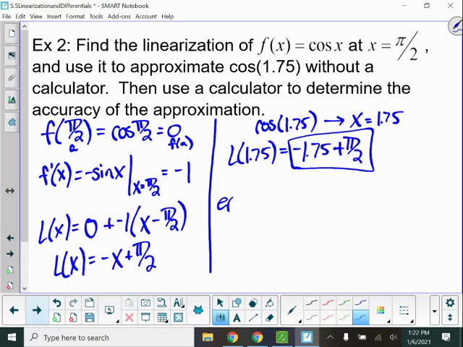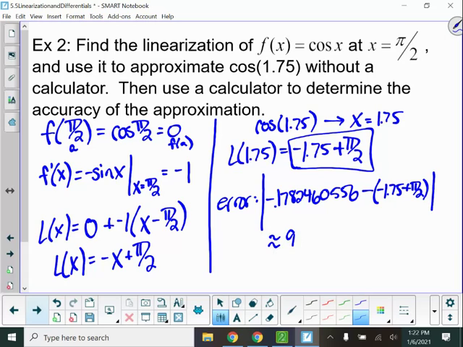And then when we look at our error, I take the actual value of the cosine of 1.75, which is negative 0.1782460556, and you can check that with a calculator. And then we subtract from that the negative 1.75 plus pi over 2. And our error actually ends up equaling 9.57 times 10 to the negative fourth.